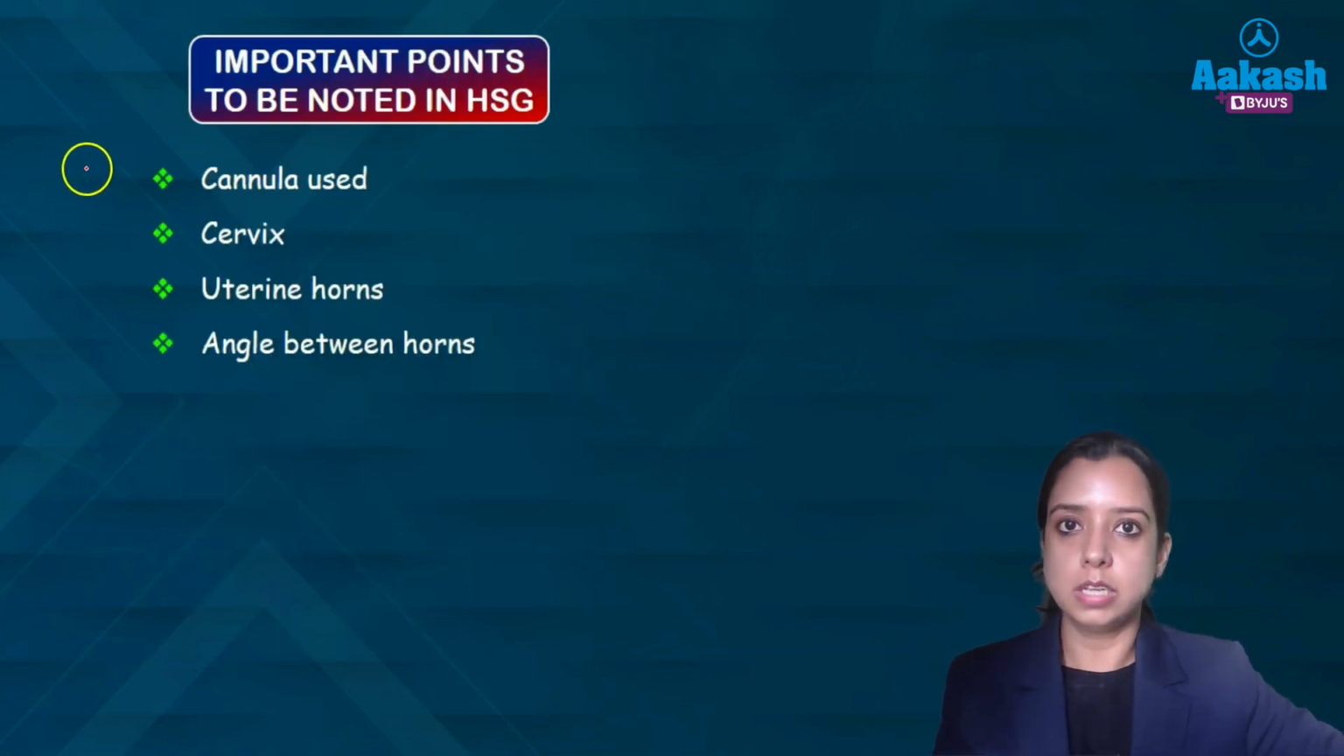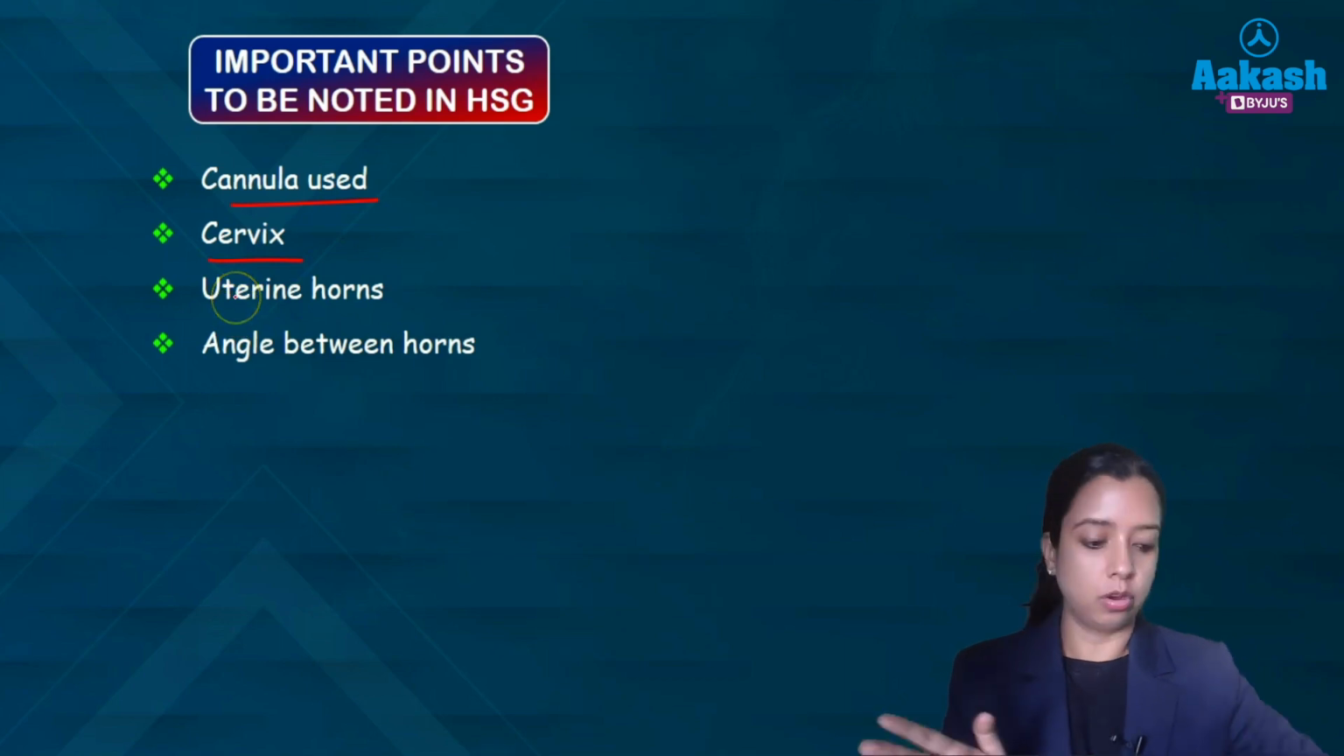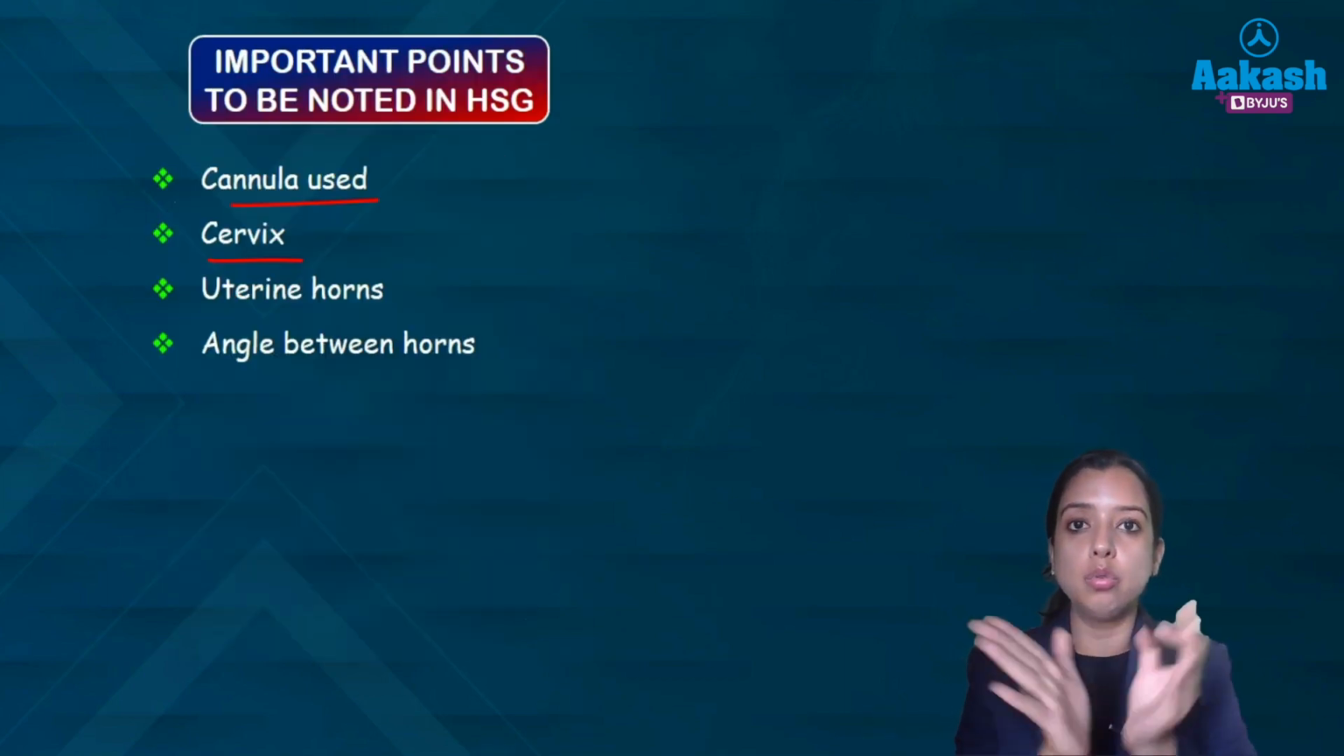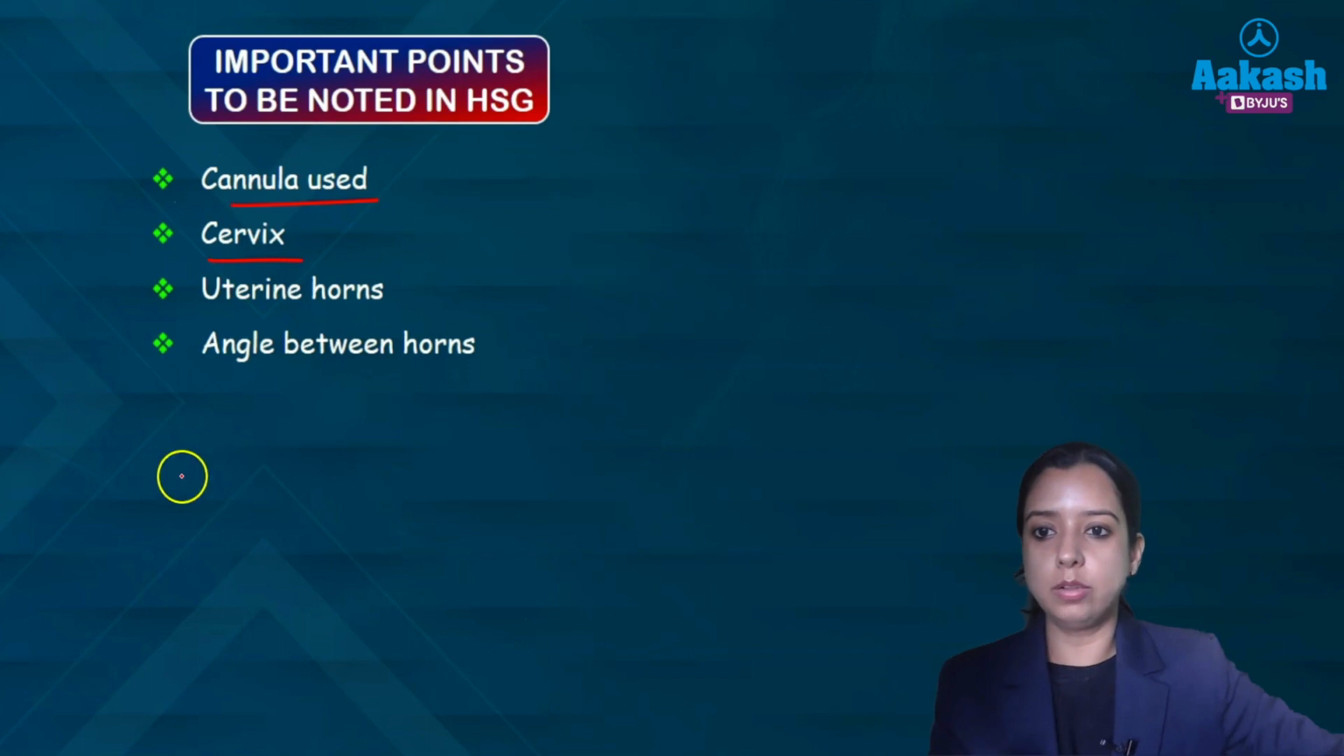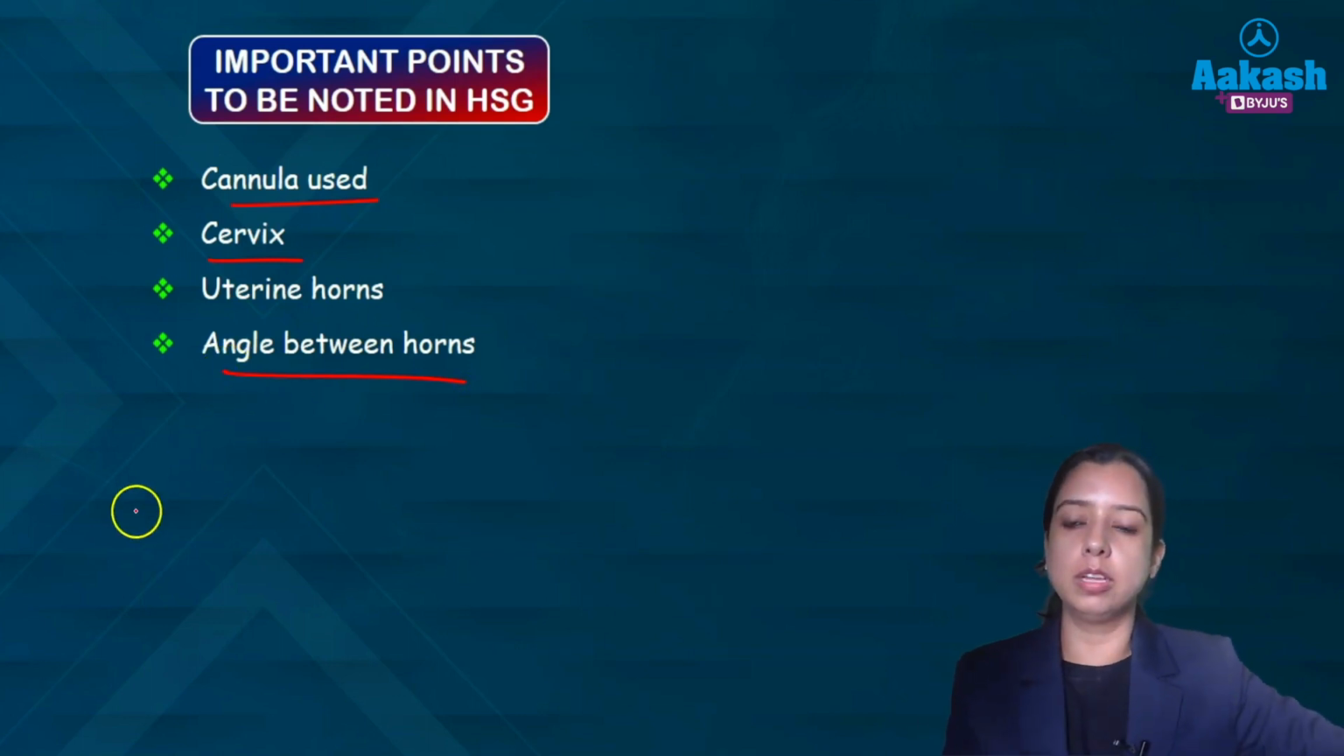So when you see HSG, you need to see 4 things. Cannula being used, that will tell you how many vaginas the patient has. Cervix. And then the uterine horn. Is it a single cavity like this, or are there 2 uterine bodies? If there are 2 uterine bodies, what is the angle between them? These 4 things will tell you the diagnosis.